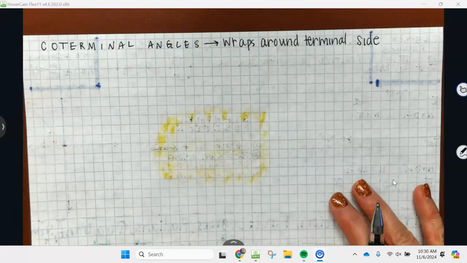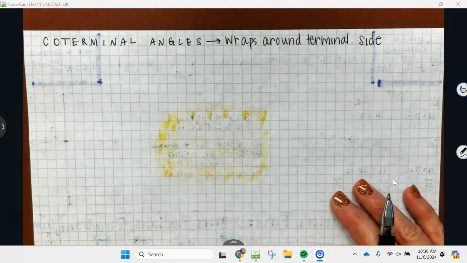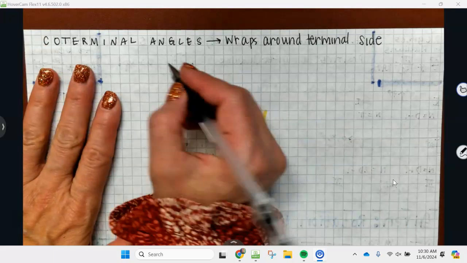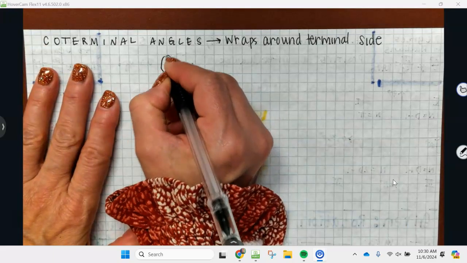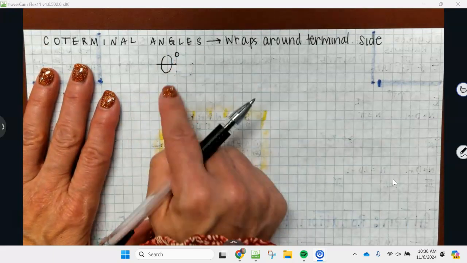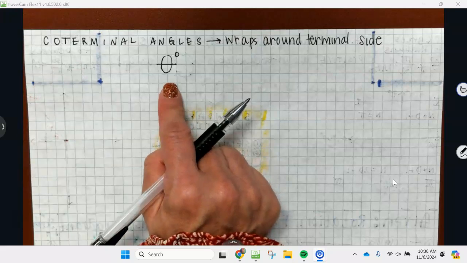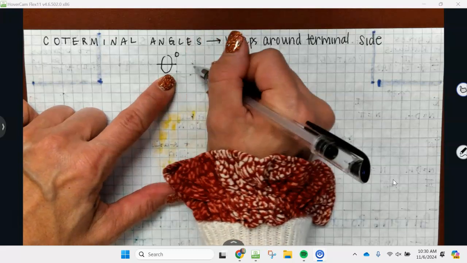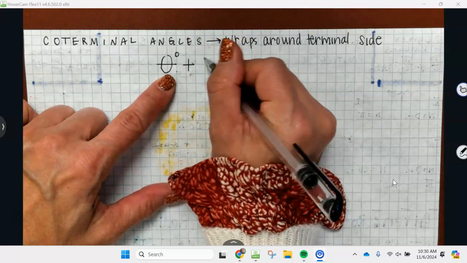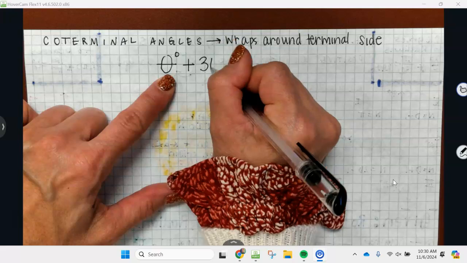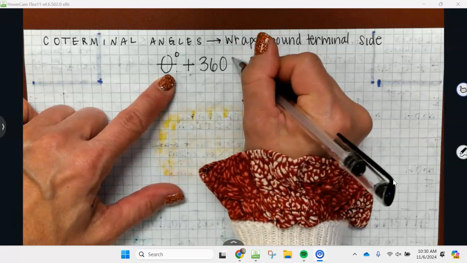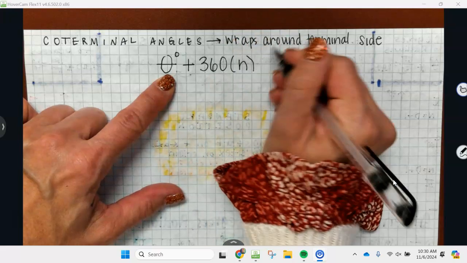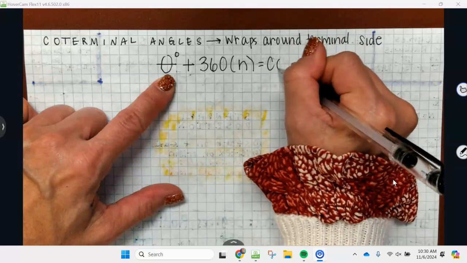Let me give you a formula that will not be provided on a test or a quiz. Here's the formula. Whatever the angle is in degrees, we're starting in degrees. You're going to take those degrees and add them to the product of 360 times n, and that's going to equal the coterminal.